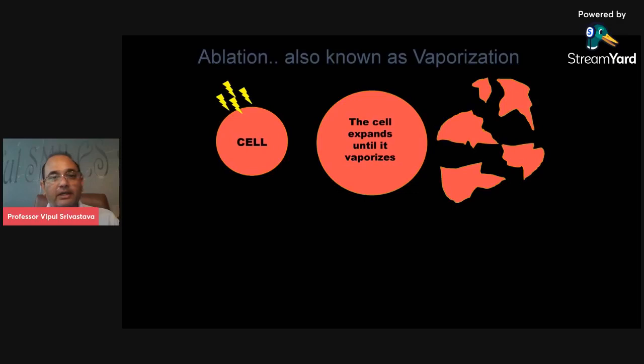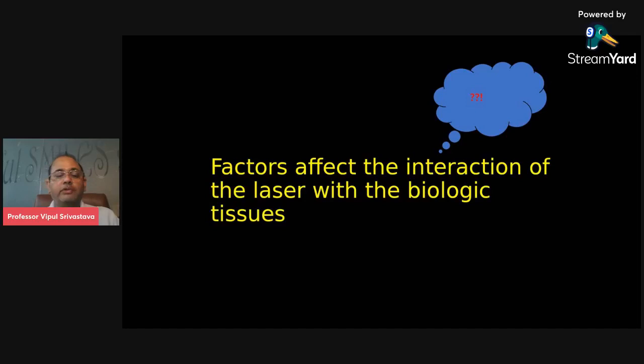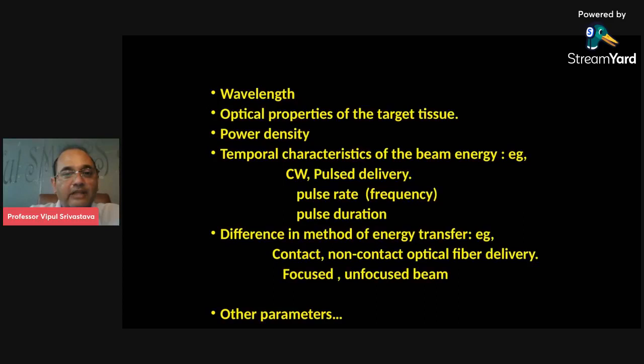So there are certain factors which affect the interaction of the laser with the biological tissues. These factors I will be discussing in more detail, but we need to understand. Those who have access to the laser will understand it better. So these are the factors: which wavelength I'm using, optical property of the target tissue, power density, temporal characteristic of the beam energy, like whether I'm using continuous mode or pulse delivery system, pulse rate or pulse duration, difference in method of energy transfer, like whether I'm working in contact mode or non-contact mode, same way focused or non-focused beam.